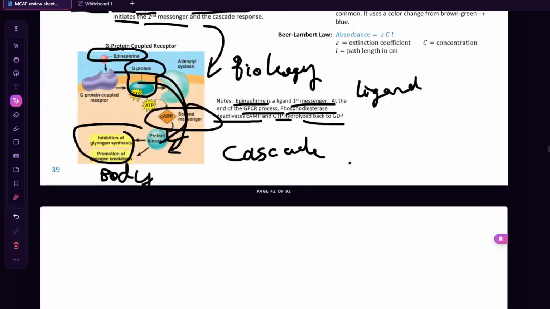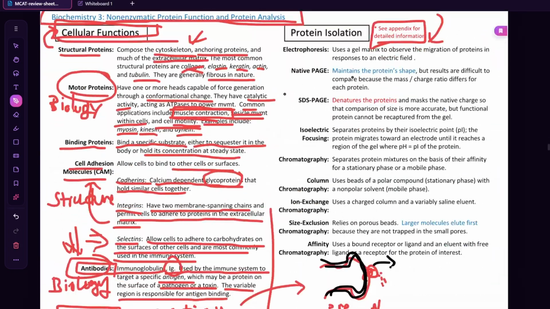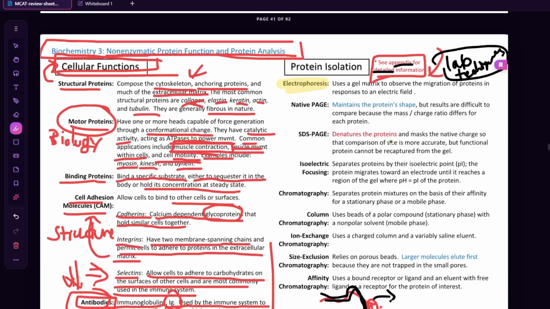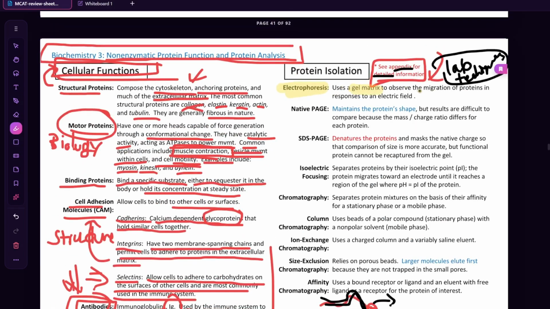Okay, now we can go into protein isolation. There's more detailed information in the appendix for lab techniques, so I recommend going over lab techniques. We might go over this after that, so we will go into the details afterward. I want to give a broad overview of the different techniques before we go into details. So electrophoresis is when you use a gel matrix to observe the migration of proteins in response to an electrical field. Let's say you have an electrical field with a plus side and a minus side, and you have gel in here. You put proteins in that gel, and you see where those proteins move. In other words, their migration.